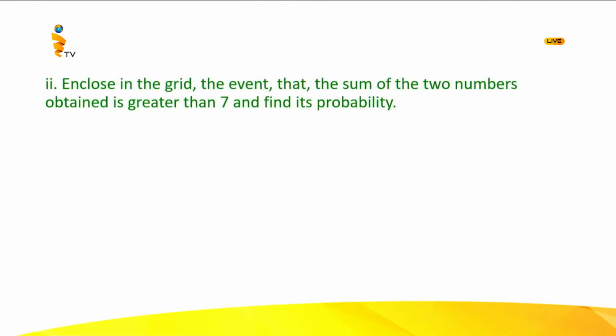Enclosed in the grid, the event that the sum of the two numbers obtained is greater than 7 and find its probability. So, you are going to take 2 balls out on 2 occasions and you have to encircle the event of getting the sum of these two numbers greater than 7. That means if you take, suppose, the balls 1 and 6, the addition will be 7, but it is not greater than 7, so you are not going to take it.